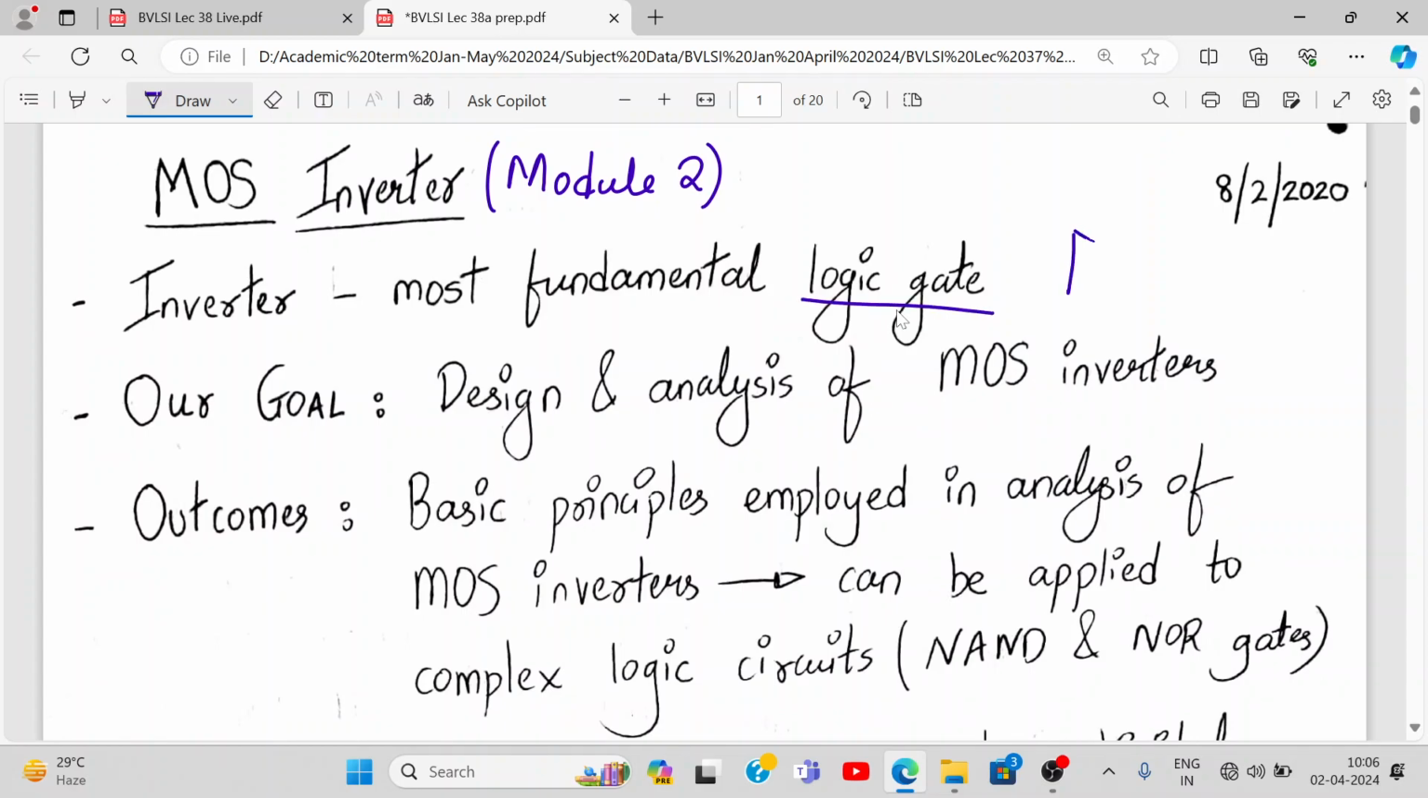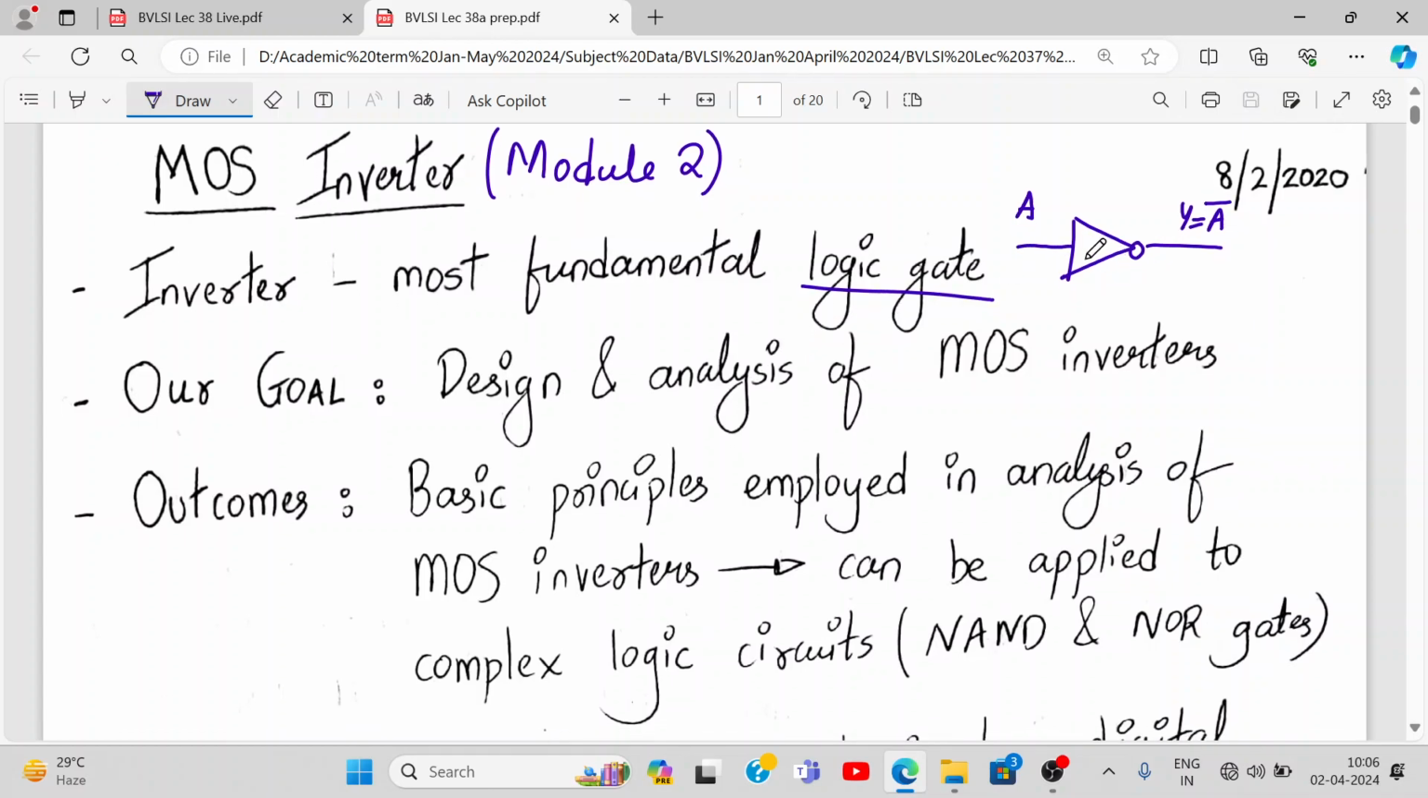What is an inverter? This is the symbol of an inverter. If you apply A over here as an input, you will get output as A bar. It's the most fundamental logic gate which we can implement in VLSI, and of course, we have to implement this in terms of a circuit, not in terms of the gate symbol.